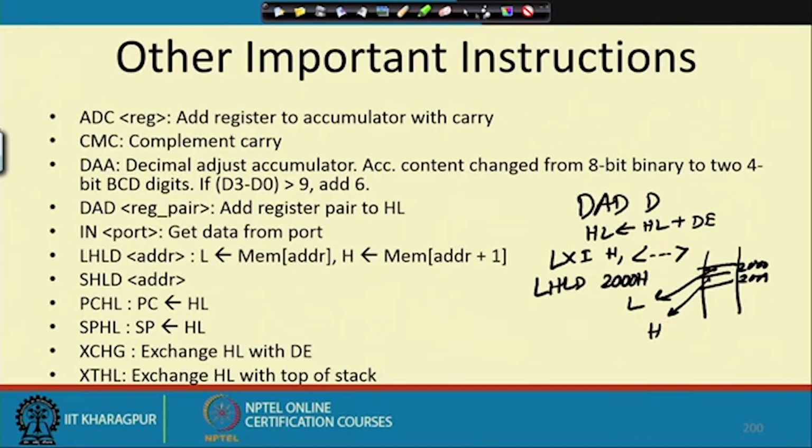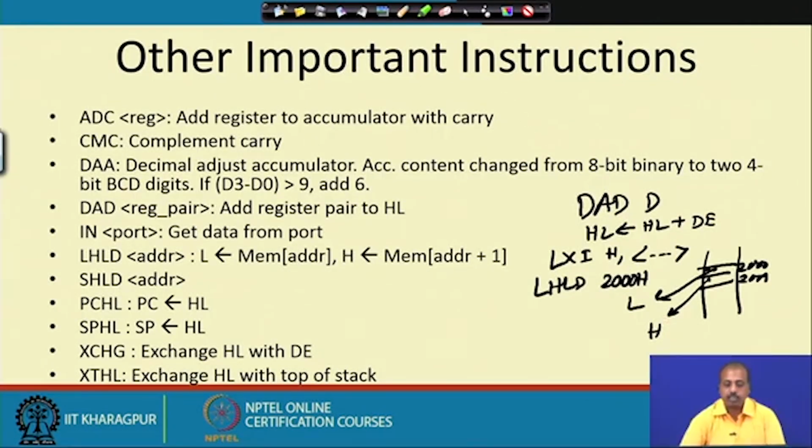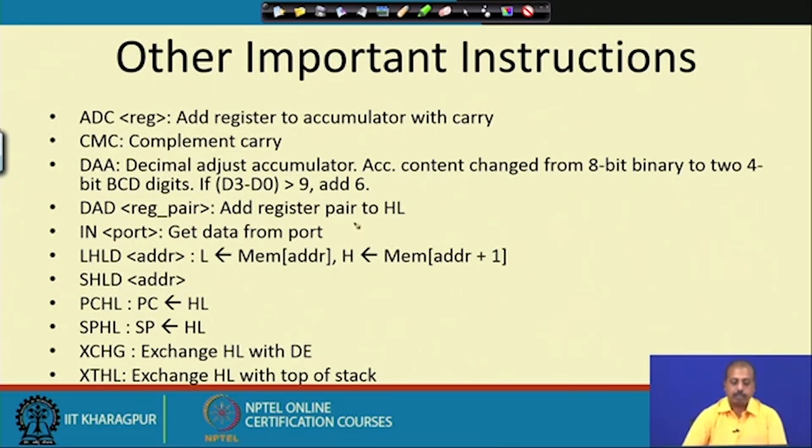Then there is another instruction, PCHL. This PCHL instruction is useful when you want to move the HL pair contents into the program counter. This is the only instruction by which you can modify the program counter. Now, why would we need to modify the program counter? As a general user you do not need to, because if you reset the processor, the program counter will be reset to 0000, and from that point onwards the processor goes on executing the programs one after the other.